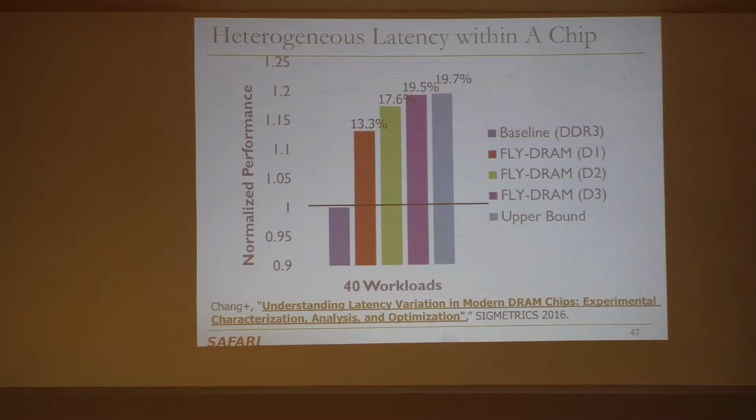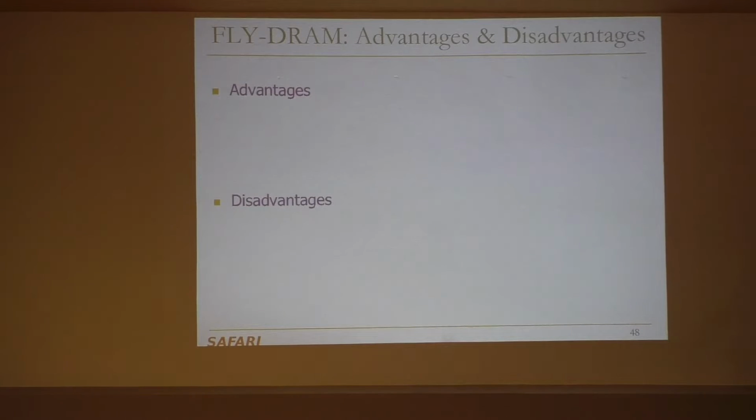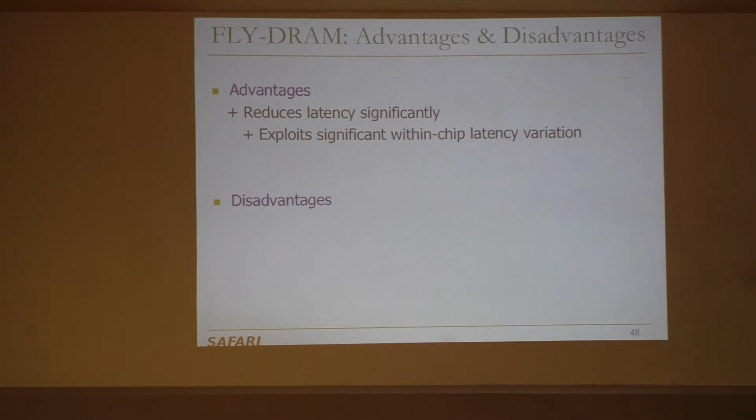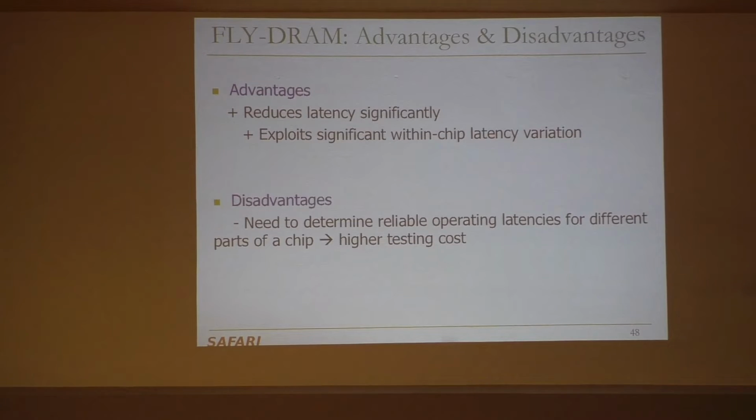So that's the idea. It's a very simple idea. There's a lot more analysis in the paper. This paper actually has a lot of observations on real DRAM chips, but I'm not going to talk about them since we don't have time. So this idea reduces latency significantly. We call this Fly DRAM, flexible latency. You're more flexible in the sense that you're adapting to the latency within a DRAM chip. So we're exploiting within-chip latency variation. But of course, you get even more testing cost now. You need to determine the reliable operating latencies for different parts of a chip. And this leads to higher testing cost, even higher testing cost.